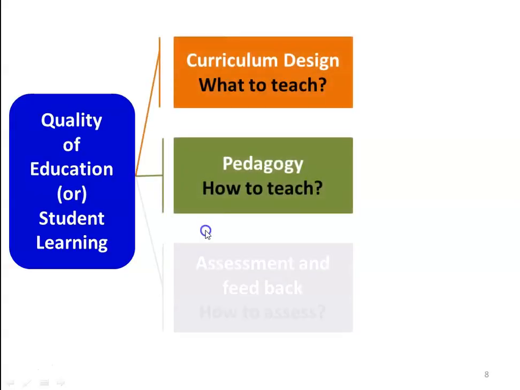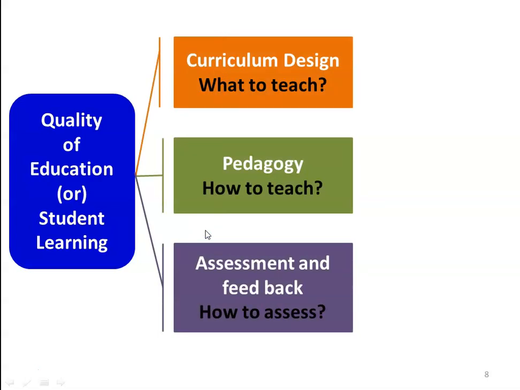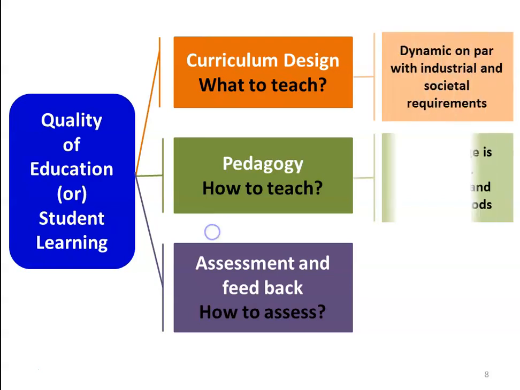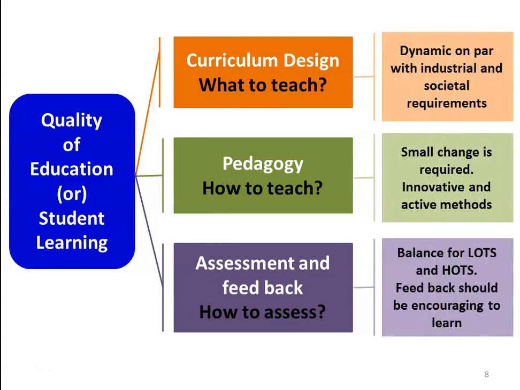So if you look at the quality of education or quality of student learning, there are three parameters: curriculum design, pedagogy, and assessment and feedback. Curriculum gives what to teach, and pedagogy gives how to teach, and assessment and feedback is how to assess and how to give the feedback. The feedback will motivate the student for further learning. So these three are important for quality of education or quality of student learning.